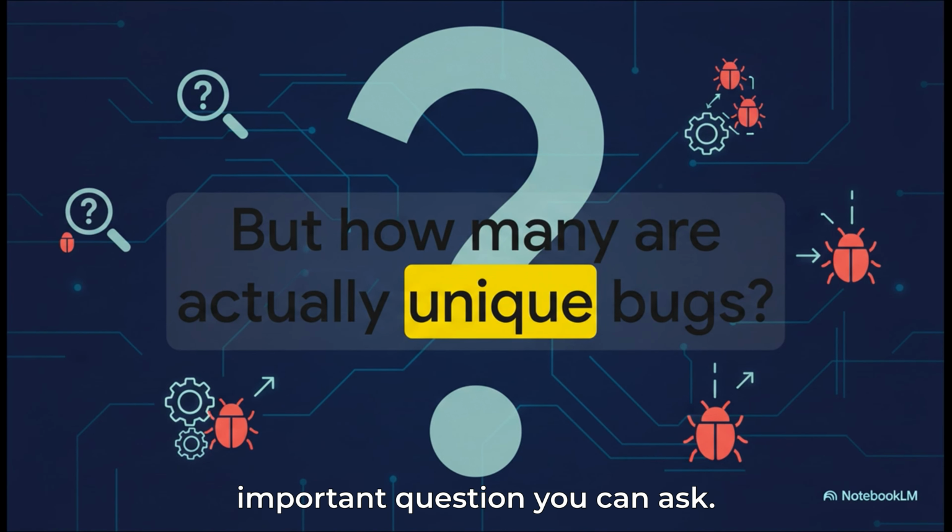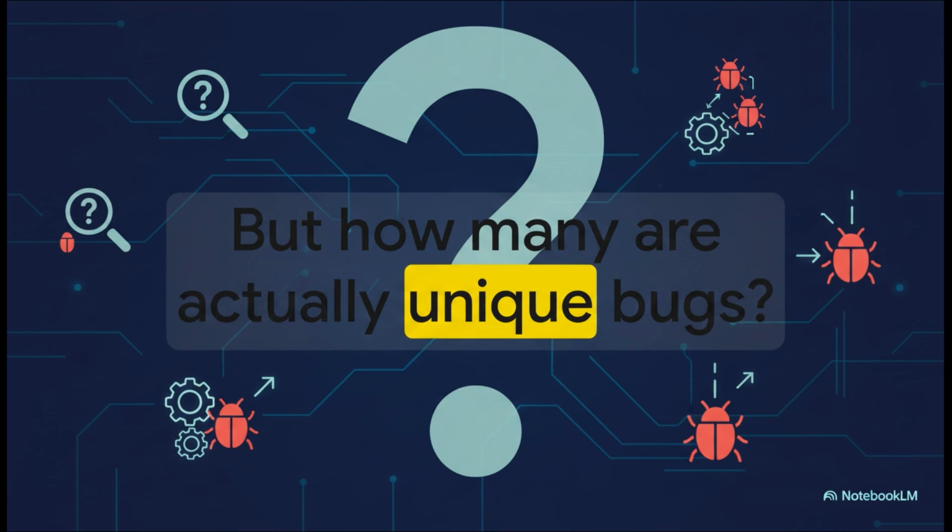But hang on a second. Here's the most important question you can ask. Are those 500 issues really 500 unique bugs? Or are they just 500 slightly different symptoms of the same, say, 3 or 4 underlying problems? Figuring that out is the absolute key to getting your sanity back.